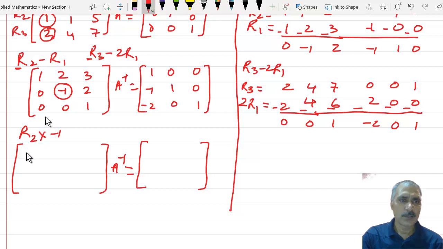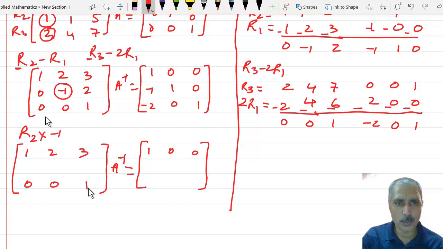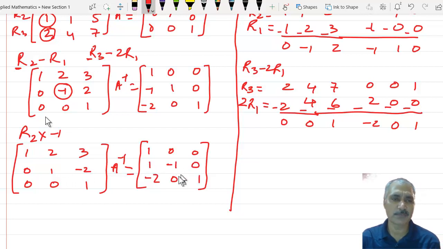Now row number 1 and 3 will remain as it is. So we will copy paste that: 1, 2, 3, 1, 0 and 0; 0, 0, 1, minus 2, 0 and 1. Now we are multiplying the second row by minus 1. So it will be 0, 1, minus 2. It will become 1, this will become minus 1 and this will become 0. Just change the sign of the second row elements.